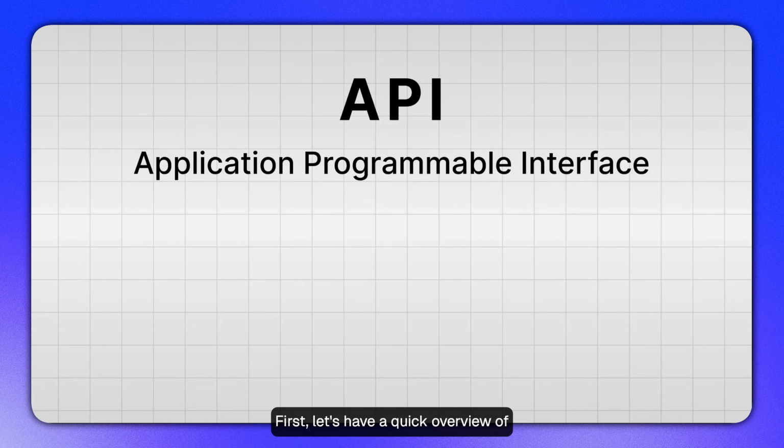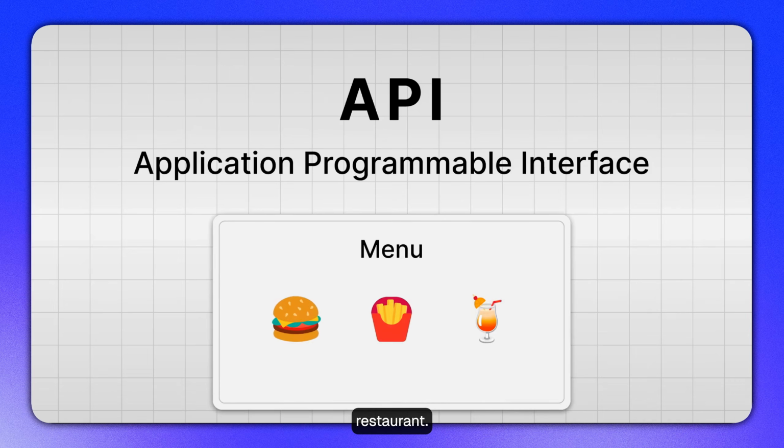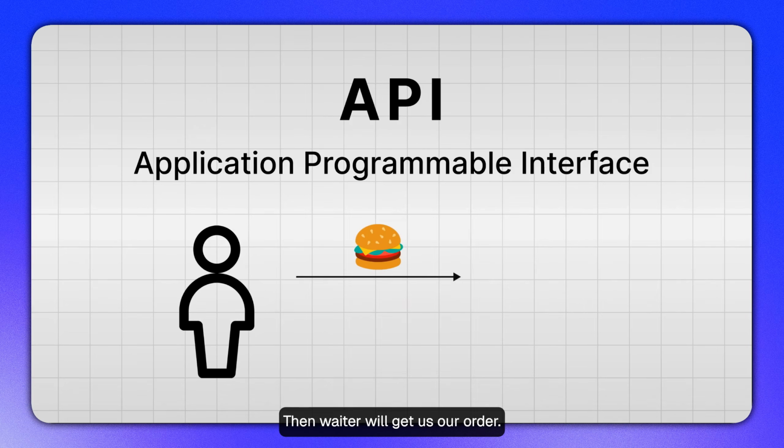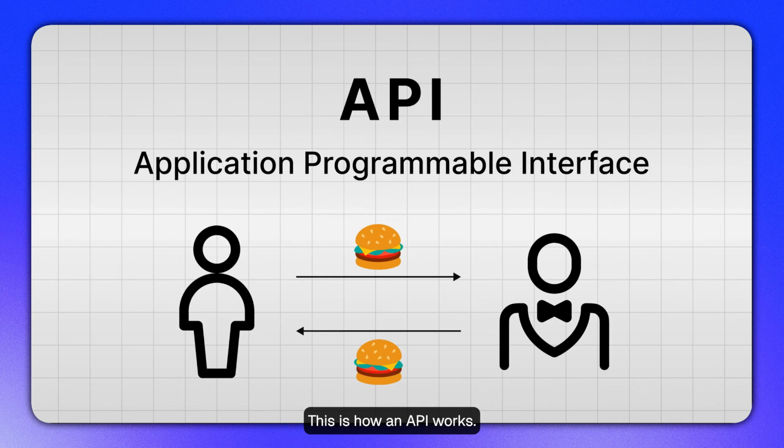First, let's have a quick overview of what an API is. API stands for Application Programming Interface. We can think of it as a menu in a restaurant. It tells us what we can order and what services are available. Let's suppose we order a burger. Then the waiter will get us our order. This is how an API works. We ask for something, and the API will get us what we want.